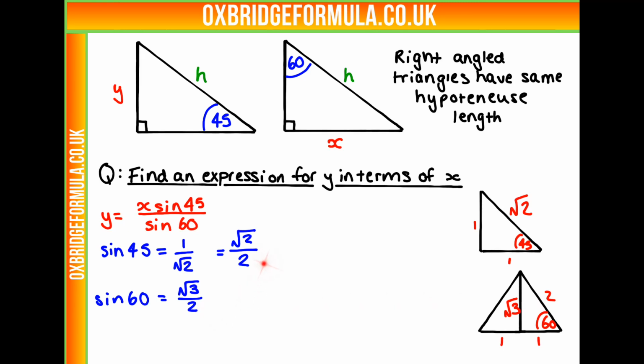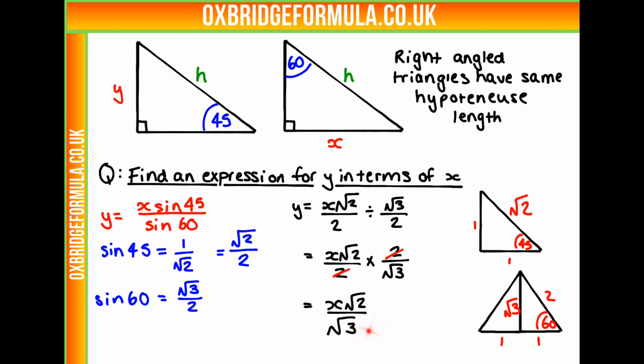So now let's substitute these into our equation here. So we're going to get y equals x root 2 over 2 divided by root 3 over 2. And because we're dividing fractions here, we can make this an easier way to solve by just flipping this upside down and timesing them together. So we're going to get x root 2 divided by 2 times 2 over root 3. Actually, we can cancel out those 2's there, as they're both one on either side, so we can cancel those out to just get x root 2 over root 3.